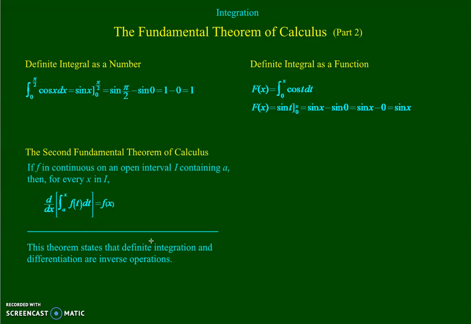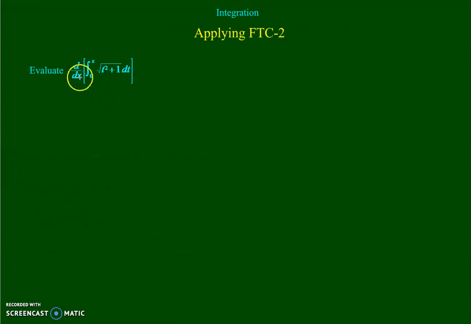So let's take a look and see how this works in practice. In this example, we are to take the derivative of the definite integral from 0 to x of the square root of t squared plus 1 dt. Now, when applying the second fundamental theorem, the first thing we have to be concerned about is, is this function continuous on its interval? And we know that yes, it is. This function is continuous from 0 on, so it is integrable, so we will be able to do this operation.